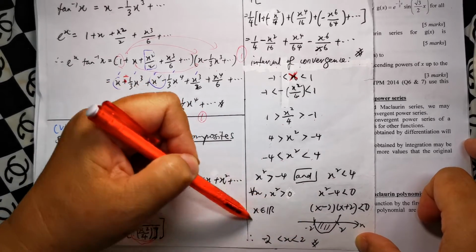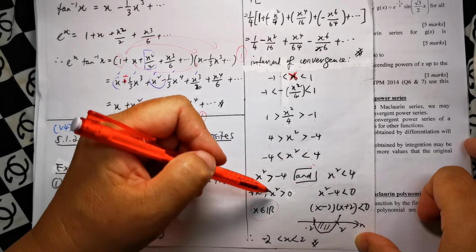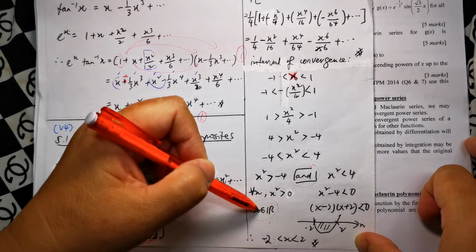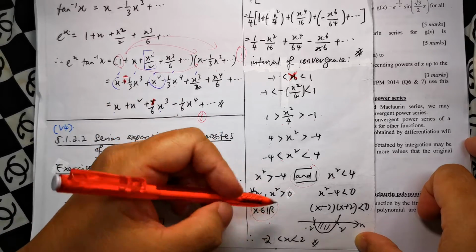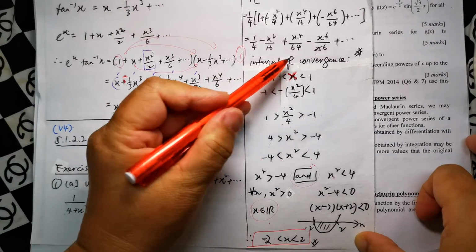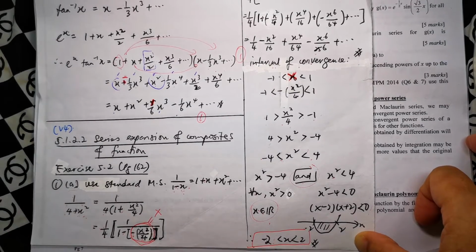All right, so this is all real numbers. This is -2 and 2, and 'and' means intersect. So the intersection of this one and this one. Intersection means we take the smaller one. Therefore, this is the new interval of convergence for the expansion of this series.